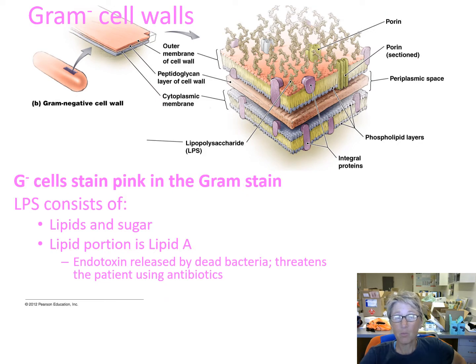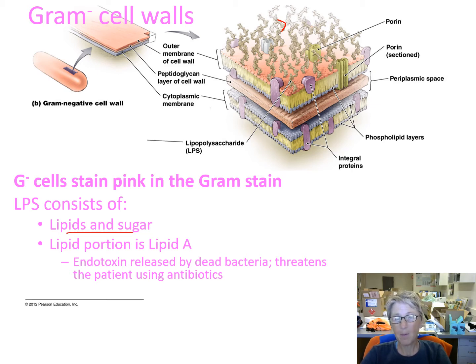Gram-negative cells will stain pink in the gram stain. So when you do a gram stain, these guys will show up pink. And then I told you this molecule out here is LPS, or lipopolysaccharide. So lipo is lipid, and polysaccharide is many sugars. So LPS consists of lipids and sugar.